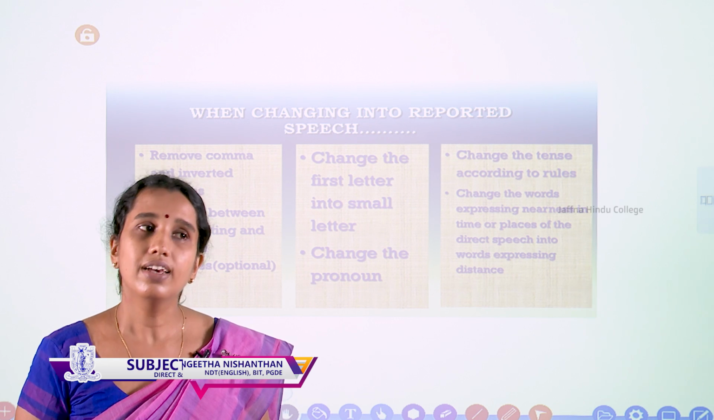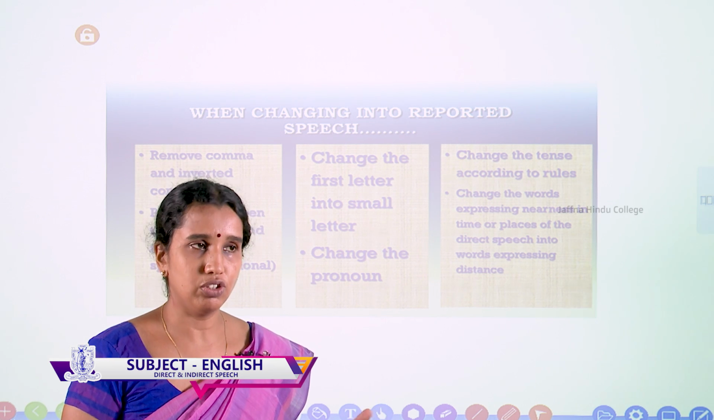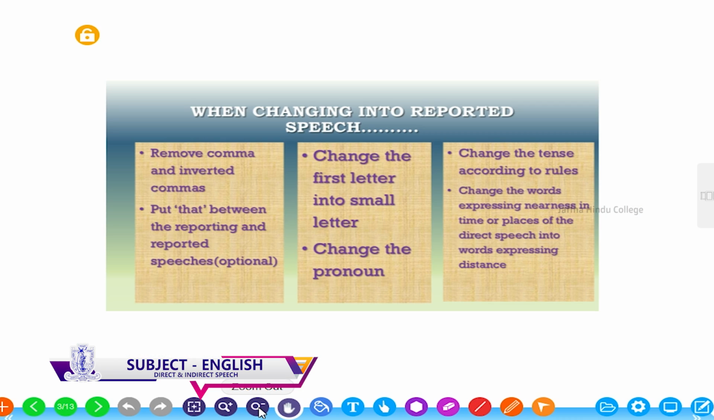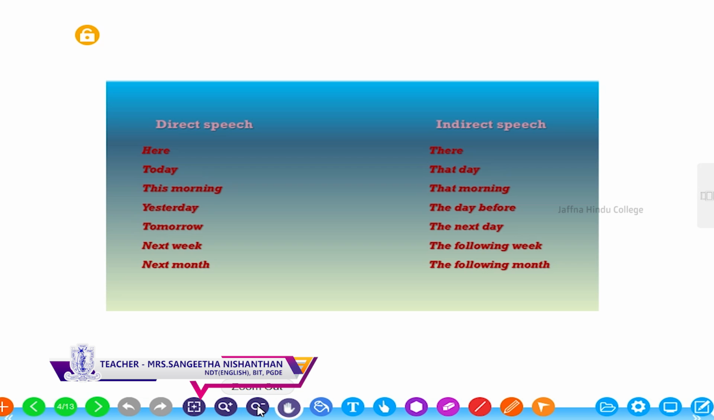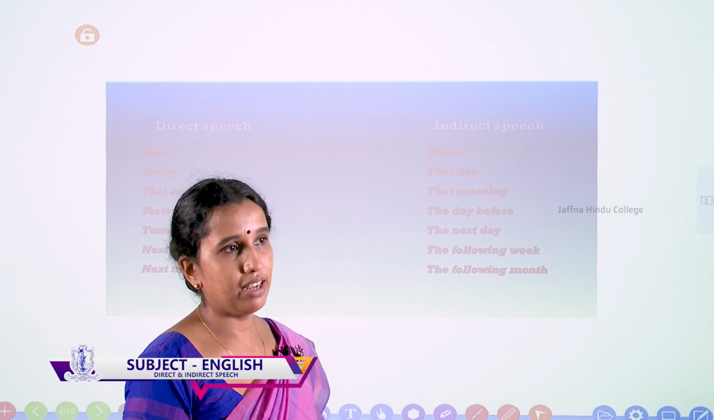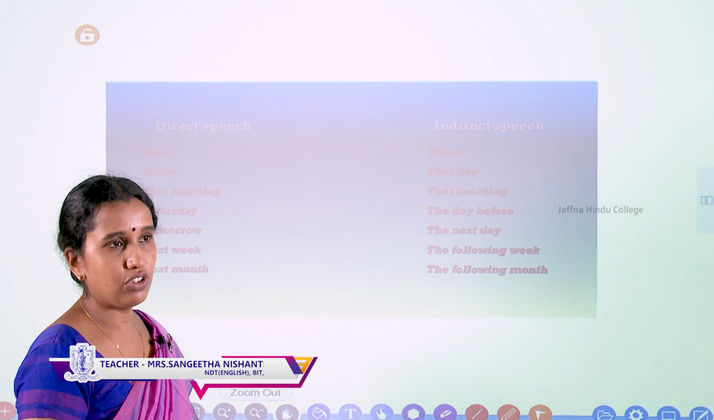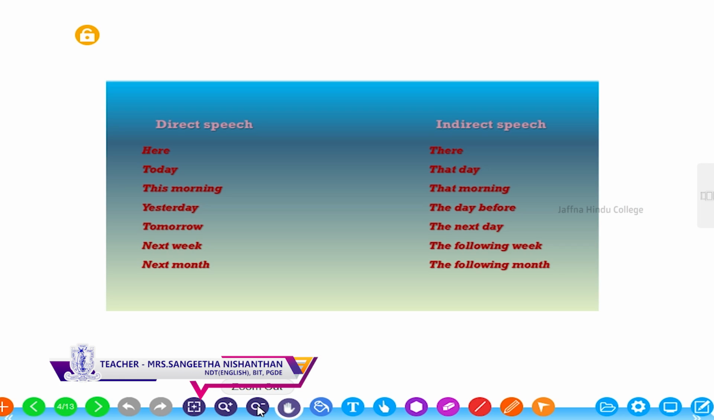So we change the tense. We backshift the tense, change it to past tense. But it does not occur all the time. Right? Here, these are the words that express the nearness of time and place, and it is shown how they are changed into indirect speech. Right?